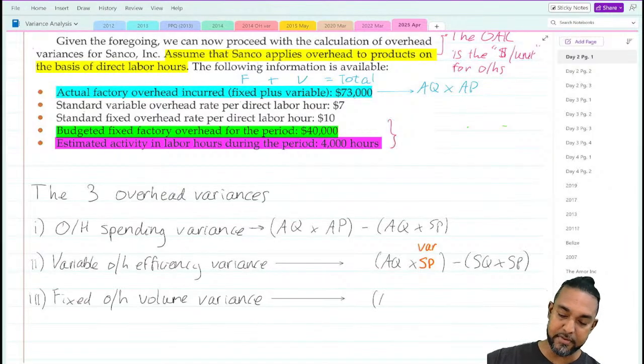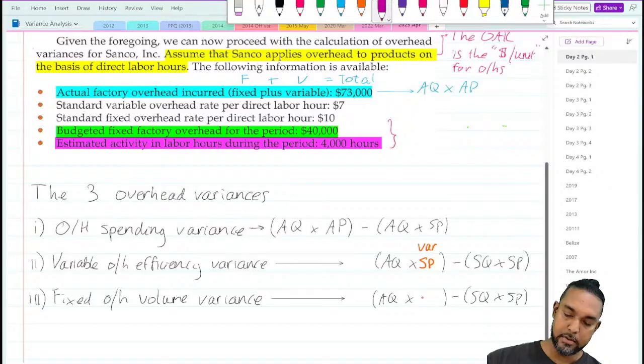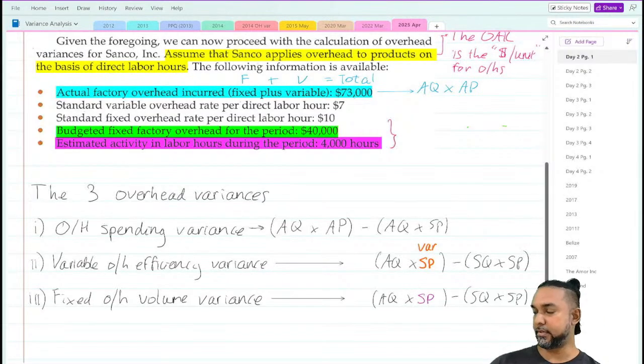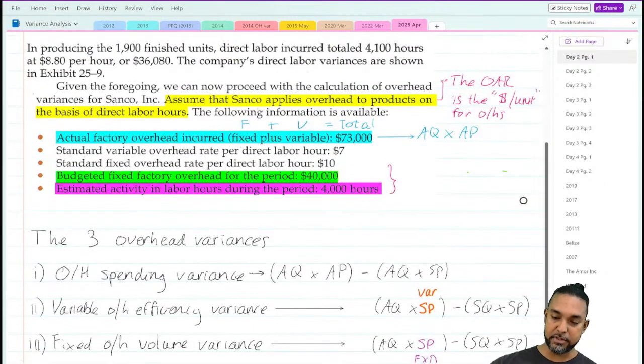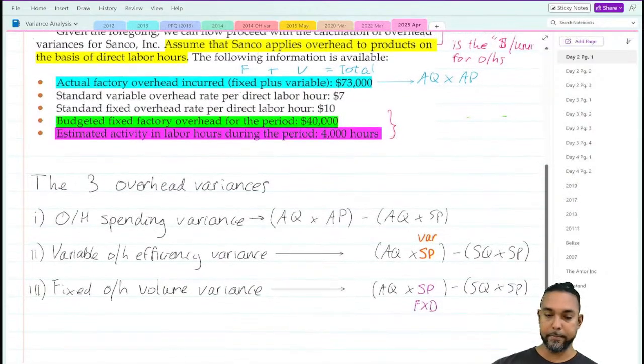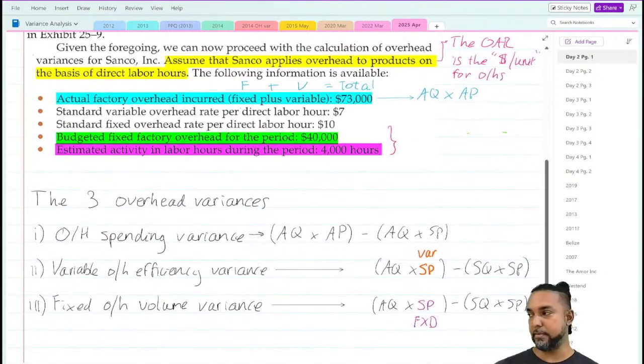Right. So again, we have the same kind of setup like above. Actual quantity by standard price, then compared to standard quantity by standard price. Right. And of course, this will be replaced with the fixed, right? I'll use FXD as fixed. Fixed standard price for the overheads, right? And again, the unit cost for the overheads kind of is the OAR, all right? Okay, right. So these are the three items that we're going to be dealing with, okay?